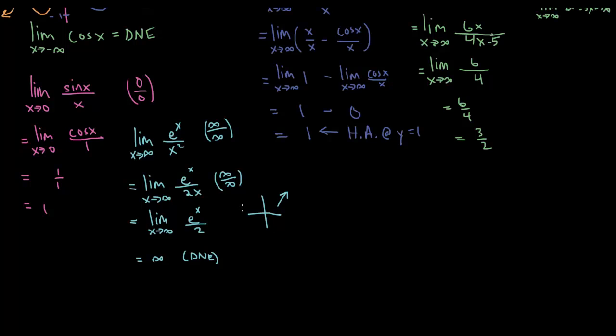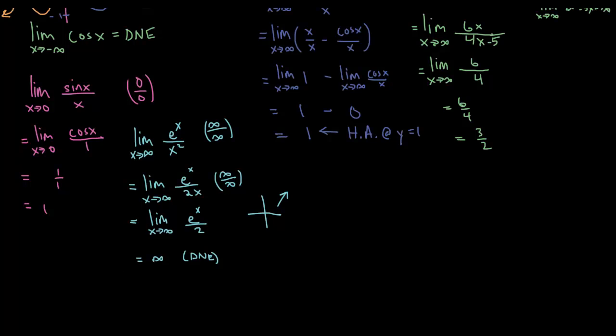Now, if you want to look at the left-hand end behavior, let's see what happens. To do left-hand end behavior, what we have to realize is the only thing that really changes there is that we are looking at a negative infinity. So let's see here. Negative infinity.